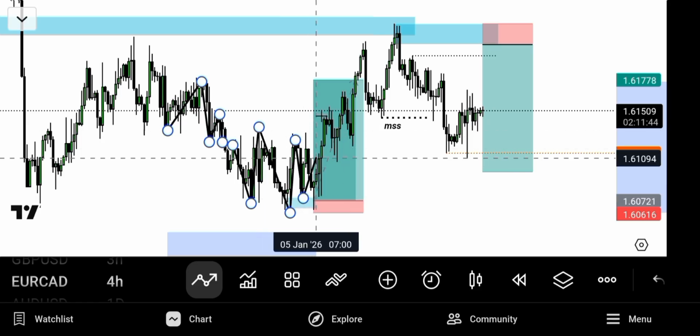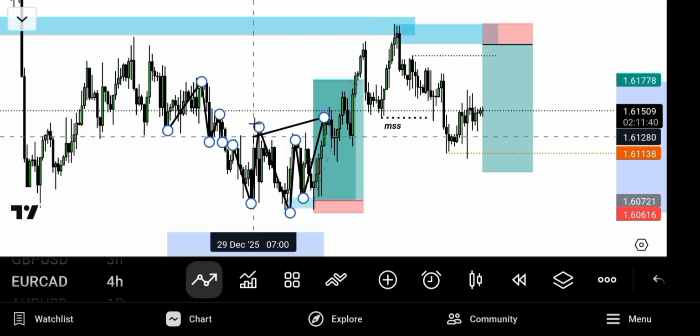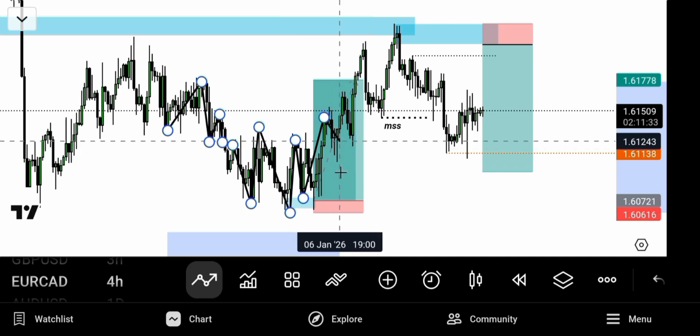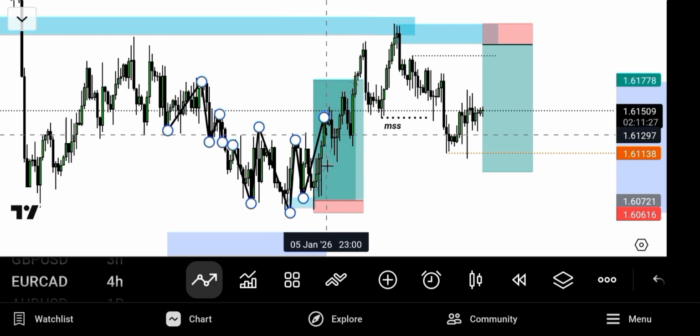Then finally it breaks structure at this point, which is breaking the previous lower high, right? Once you break this previous lower high, we are now in a bullish trend, we are now in an uptrend. We have a market structure shift, right? And it's expected that price will keep on trading above.